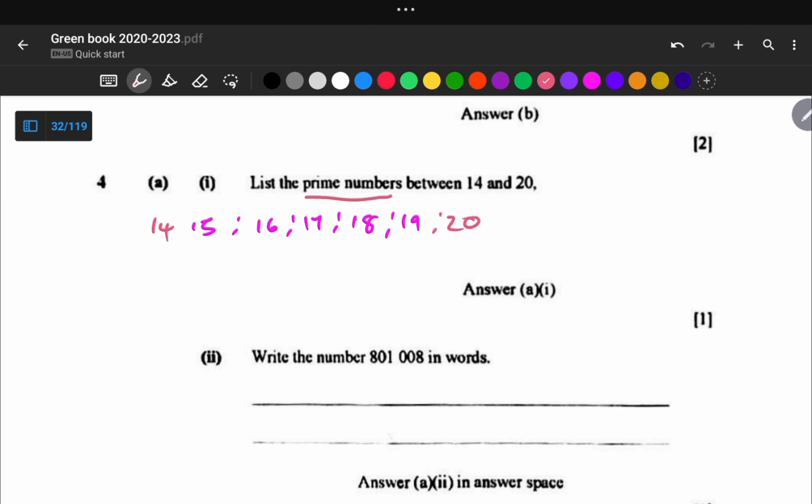So 15 is not a prime number because it can be divided by 5 and 3, and 16 is not a prime number because it can be divided by 2, 8 and 4, and 17 becomes our first prime number, and 18 is not a prime number because it can be divided by 2, 6, and 3, and 19 is our second prime number. So 17 and 19 are the two prime numbers between 14 and 20.